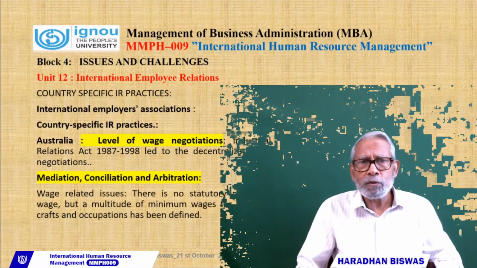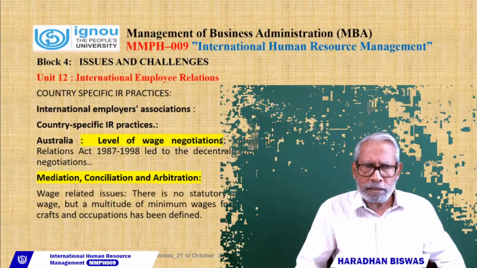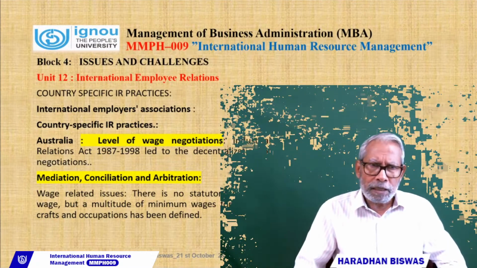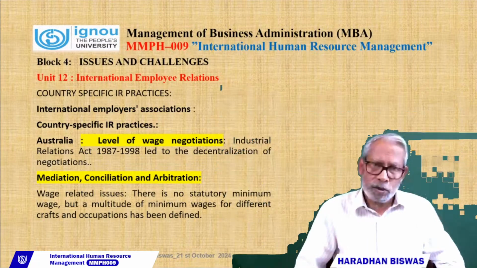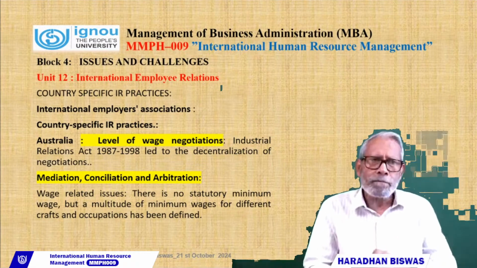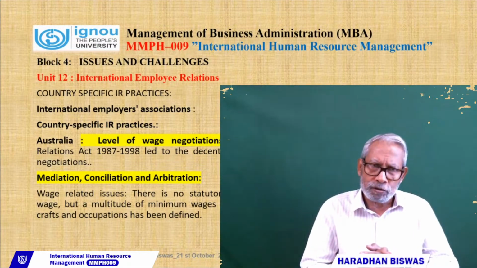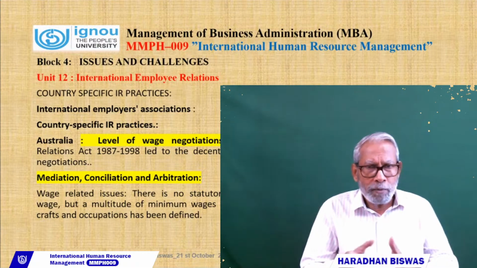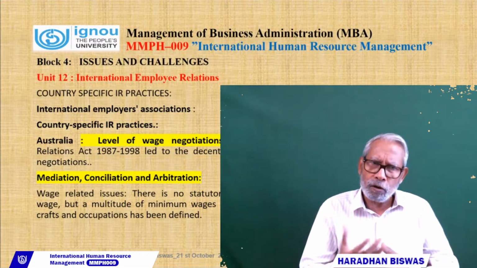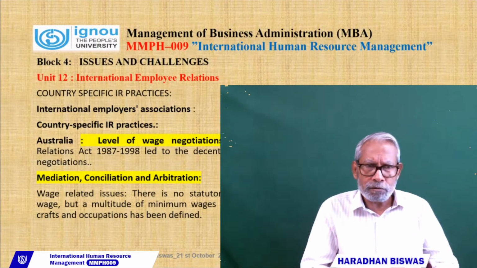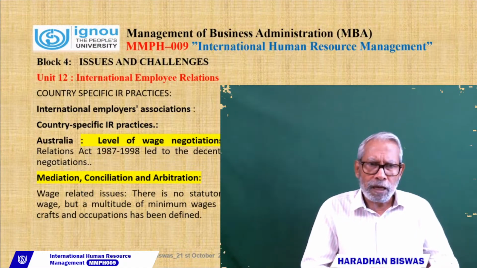Now, another level: wage negotiations. Here the Industrial Relations Act of 1987 to 1988 is linked to the decentralization of negotiations. As per the Act, it is written and in practice implemented that negotiations are decentralized. Maybe other countries may not agree, or different rules are there. It may then involve mediation, conciliation, and arbitration. These are all disputes, you can say.